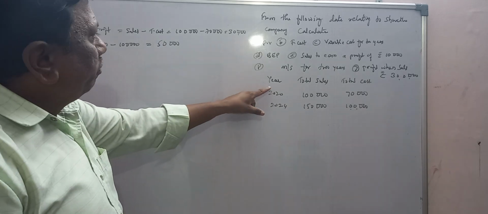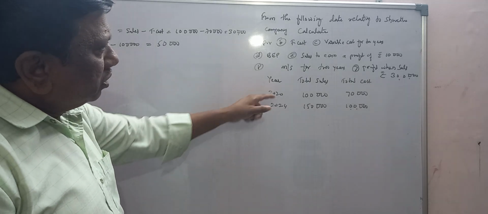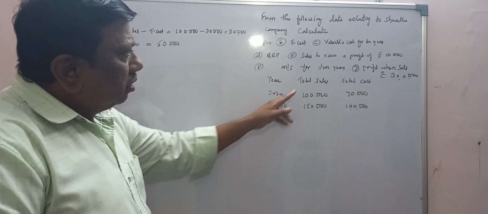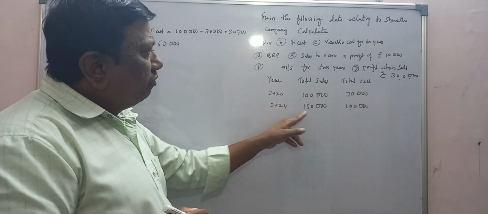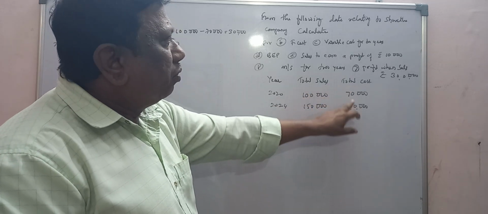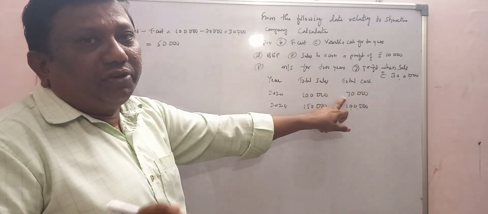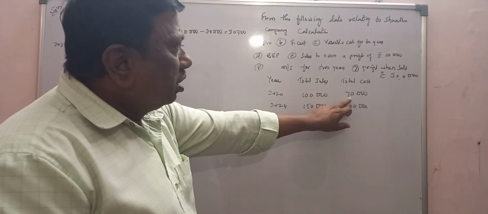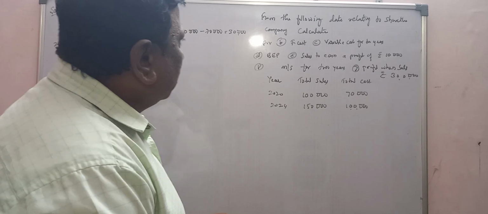Here we have question 2020. Total sales 1 lakh, 2024 1 lakh 50,000. Total cost we have 70,000 in 2020. Total cost including both fixed and variable cost. So total cost 70,000, here 1 lakh.